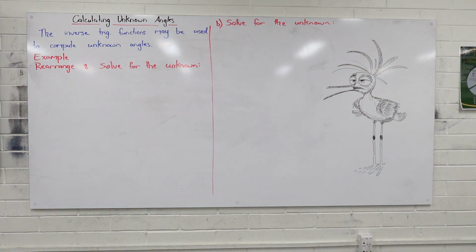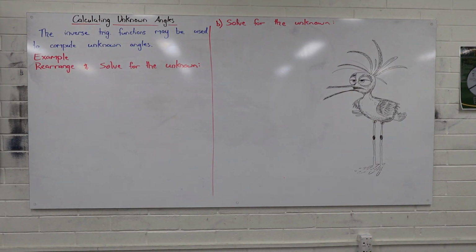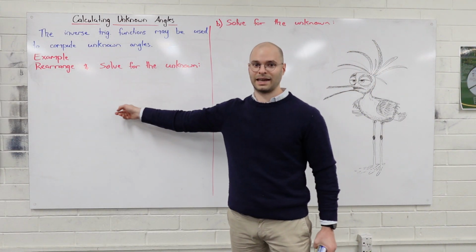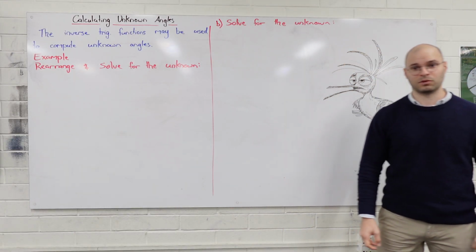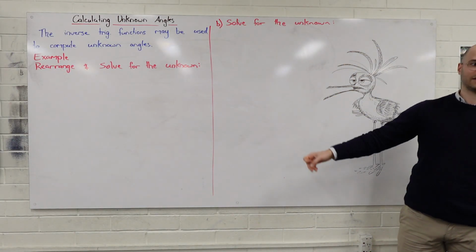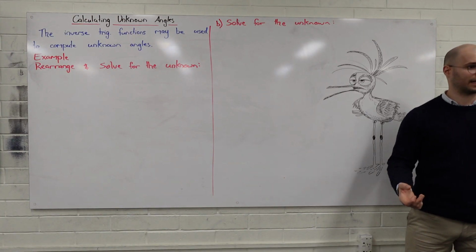In today's lesson you're in for a real treat because today is the day you're going to learn how to calculate unknown angles in triangles. Now we're going to do this in two steps. First one, I'm going to show you how to deal with a trig equation and how to rearrange and solve. It's actually a little bit simpler than what we've been doing before. The second one, we're going to have a look at the application in a triangle.